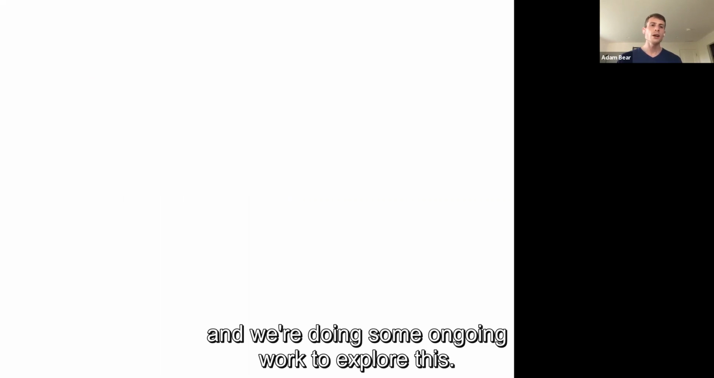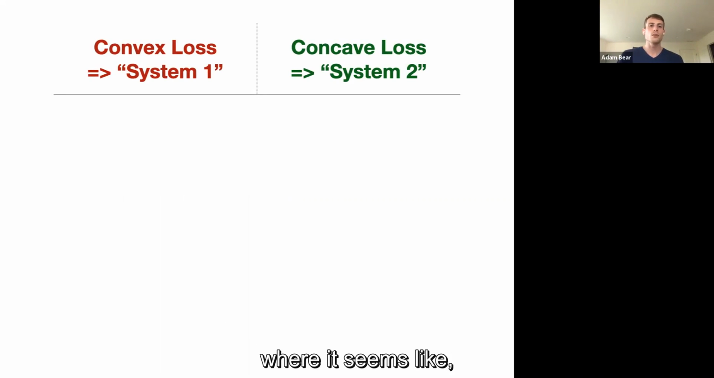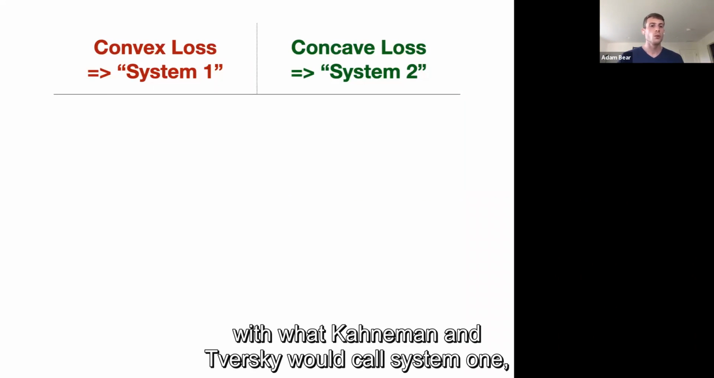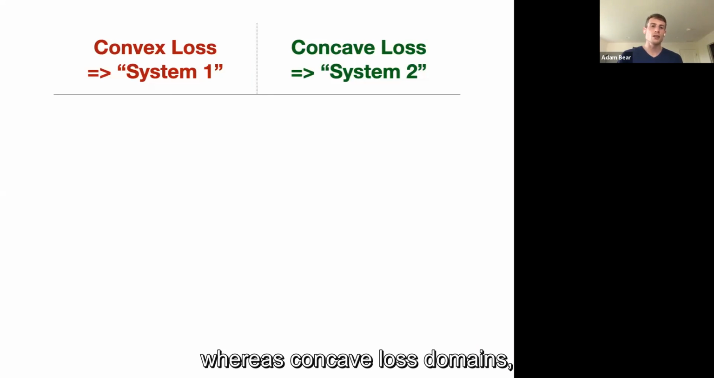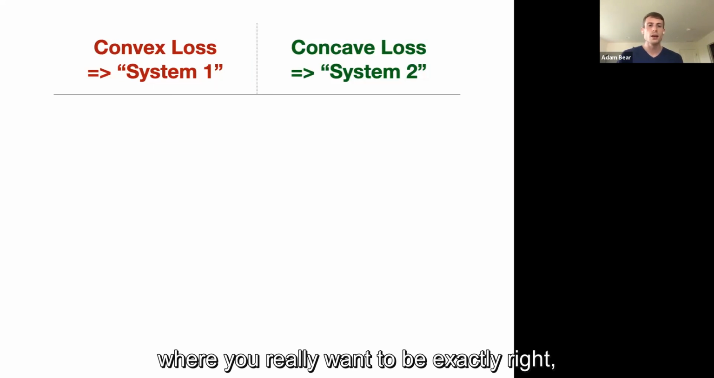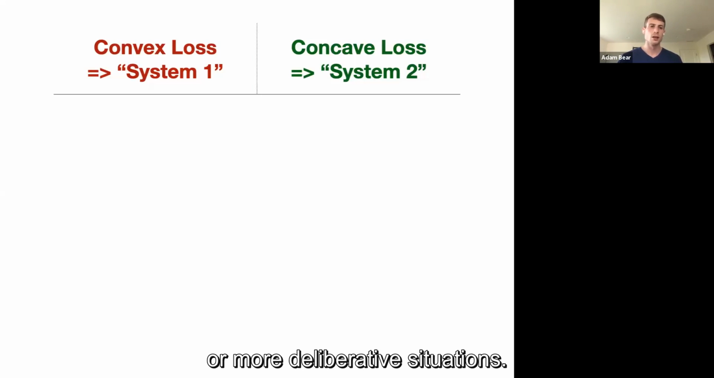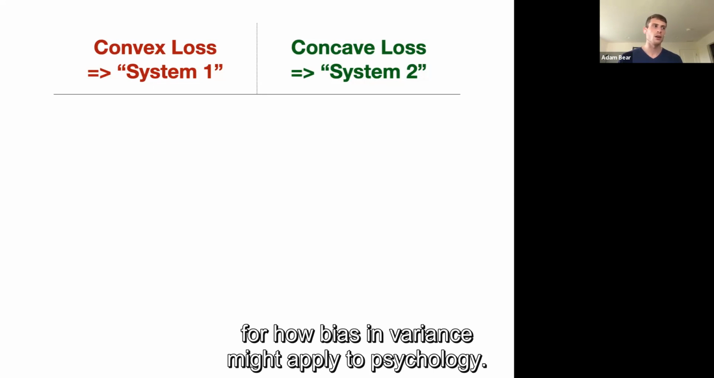Our ultimate goal is to connect this back to cognitive science, and we're doing some ongoing work to explore this. Broadly speaking, we think that these convex loss domains, where approximate solutions might be better, might be associated with what Kahneman and Tversky would call system 1, these more automatic, simple cognitions. Whereas concave loss domains, where you really want to be exactly right, might be represented by system 2, or more deliberative situations. But there are some more specific predictions we might have in mind for how bias and variance might apply to psychology.